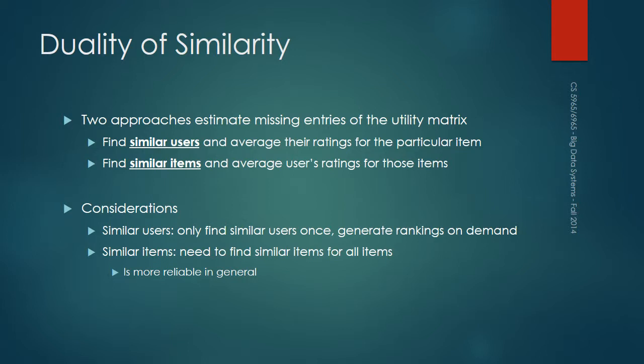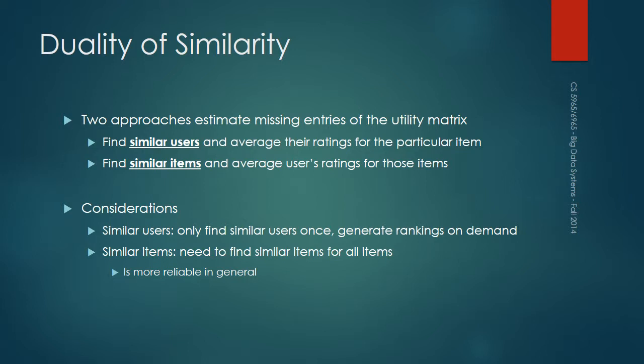there are two approaches that we can use to estimate the missing entries of the utility matrix. So if we go for the collaborative filtering approach, we have some missing entries that we need to fill in. And so we can find similar users and average their ratings for a particular item where we might be missing an entry. Or we can find similar items and average the users' ratings for those items. The first approach is generally preferable because it's going to be more scalable, because you only need to find a similar set of users once, as opposed to finding similar items for every single item. It just generally scales better in terms of the number of times that you have to do it.